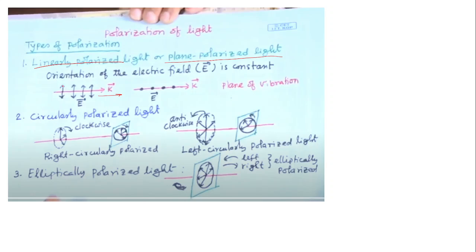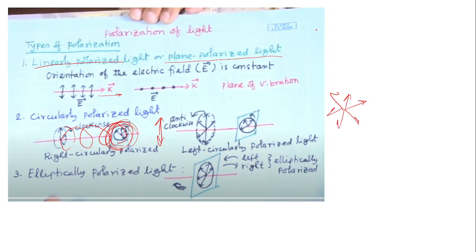Then if the electric field is varying in different directions, it's different from linearly polarized light. It's difficult to explain this in 2D, but the tip of the electric field vibration is rotating, so it's something like this. And from the front, you will just see a circle. Instead of the electric field varying in one direction, one time it's in this direction, another time it's in this direction, so it forms a circle like this.